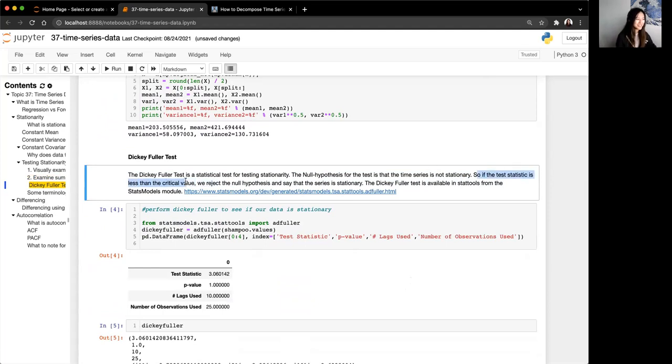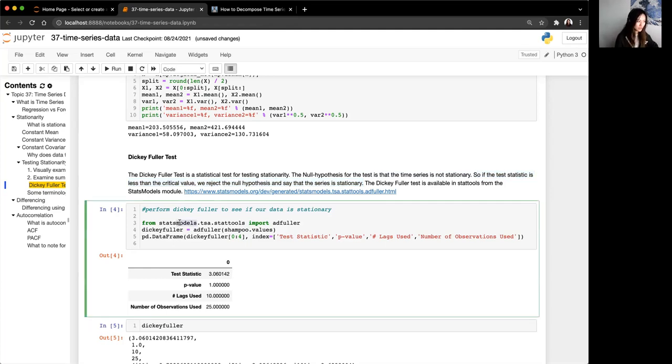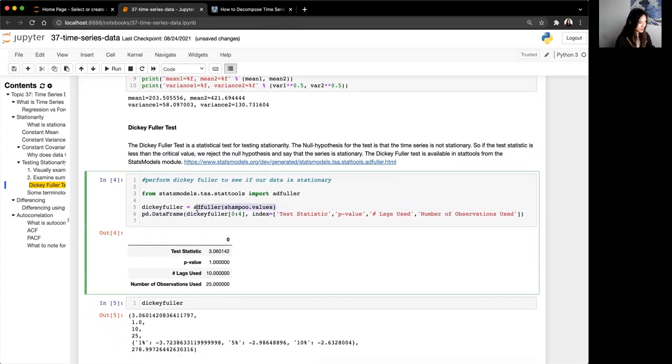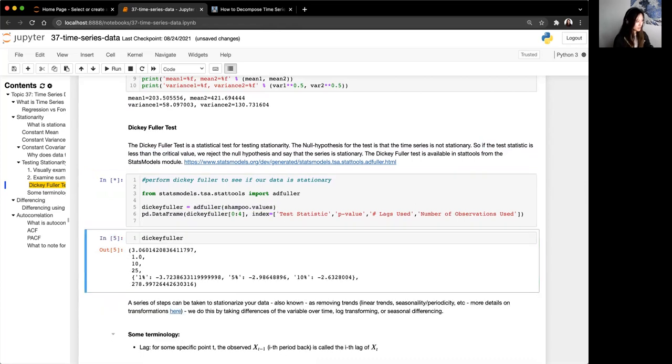if the test statistic is less than critical value, we reject the null hypothesis and say that the series is stationary, and that is if the p-value is less than 0.05. I mix up my statistics, but basically you want low p-values. The Dickey-Fuller test is also within statsmodels, and you import it over here, and you just pass it through the adfuller method. So what do you get from here?